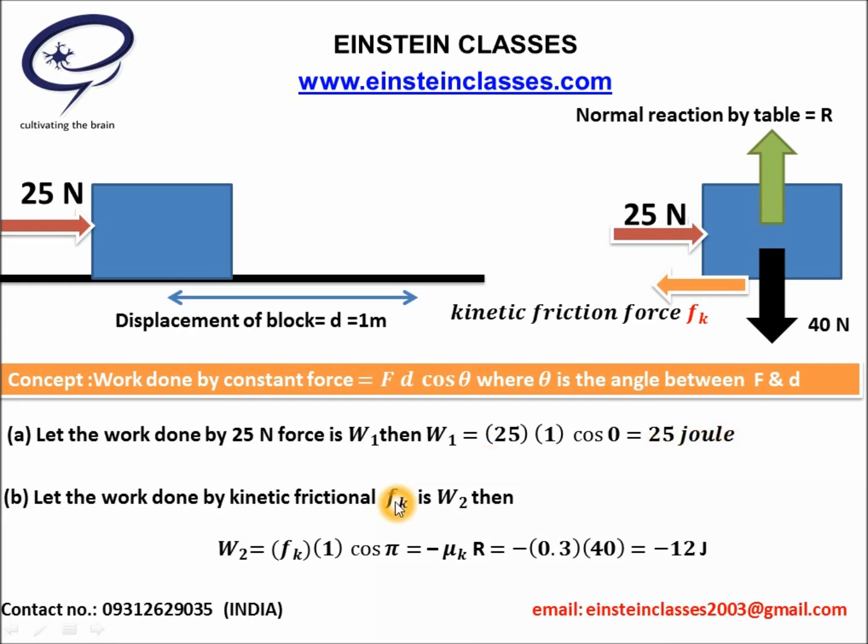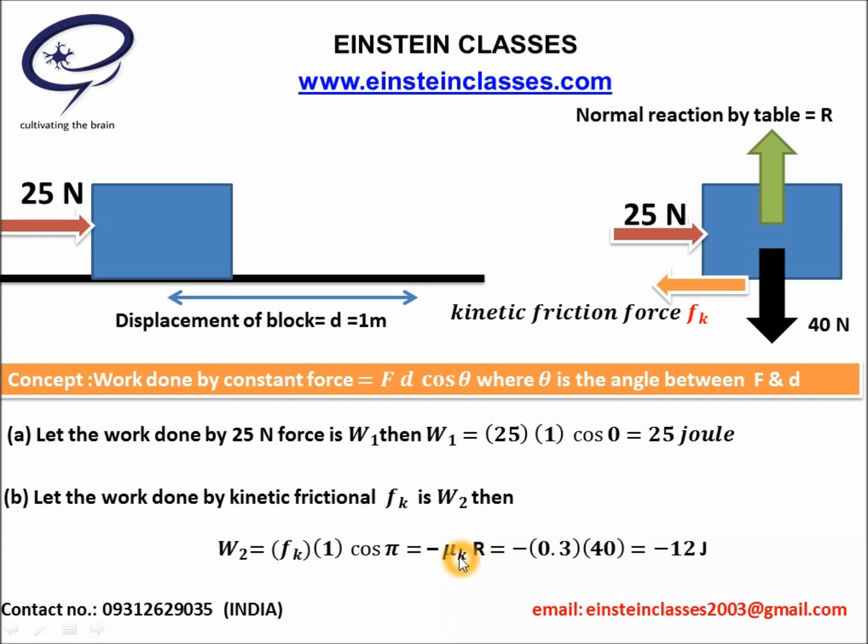Now we are going to find the work done due to the kinetic friction force. Once again, we use the same concept, F d cos theta, and the force is the kinetic friction force, Fk. The magnitude of displacement equals 1 meter, but the kinetic friction force is acting towards left and the displacement of this block is towards right. Hence, the angle between them is pi. Hence, W2, the work done by the kinetic friction force, will be given by Fk into 1 into cos pi. The value of cos pi is -1 and the value of Fk is mu k into R, where R is the normal reaction exerted by the table and mu k is the coefficient of kinetic friction.